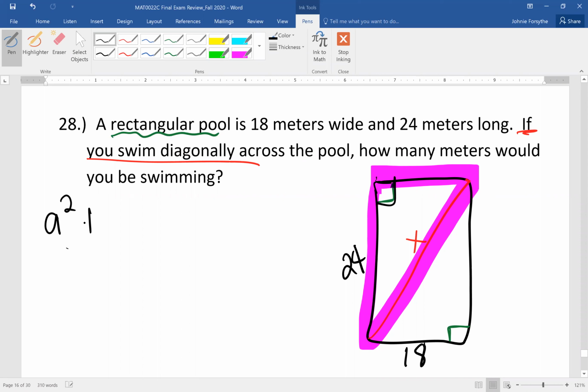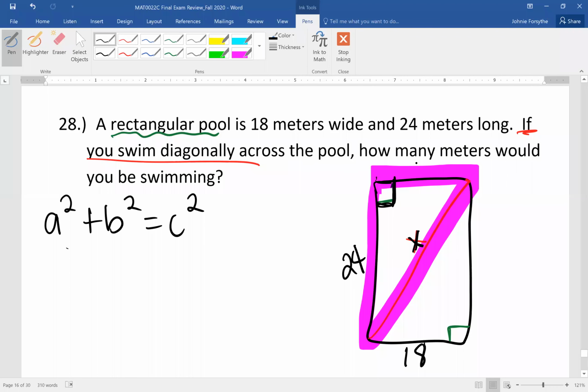A squared plus B squared equals C squared is the Pythagorean theorem. A and B are always going to be the legs of your right triangle, and C is always your hypotenuse. So the hypotenuse is always the side opposite of the right angle. So in this case, this X is the hypotenuse in this purple right triangle.